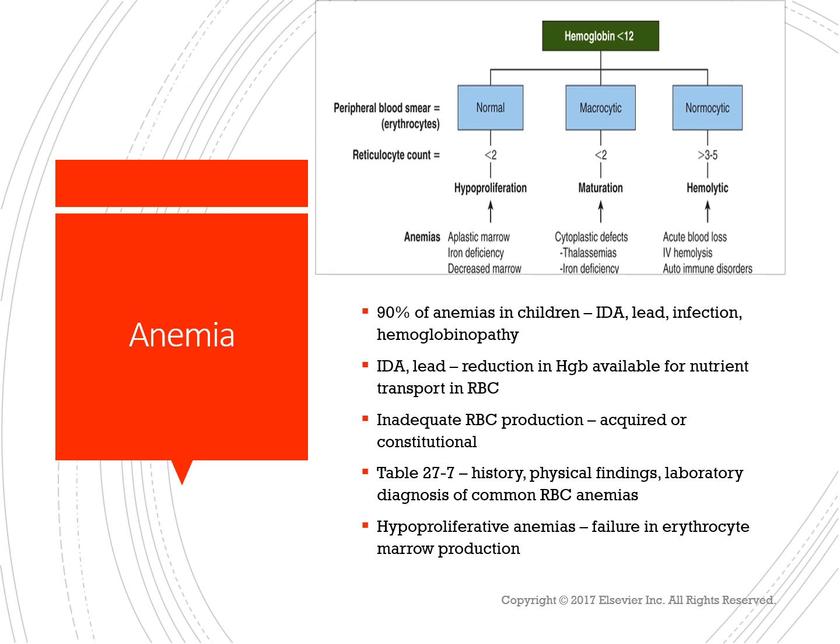So do we have an acute blood loss? Have they had some hemolysis due to IVs? And do they maybe have some autoimmune disorders? So that's a really good diagram there to help you differentiate between the different types of anemias based on your lab findings.